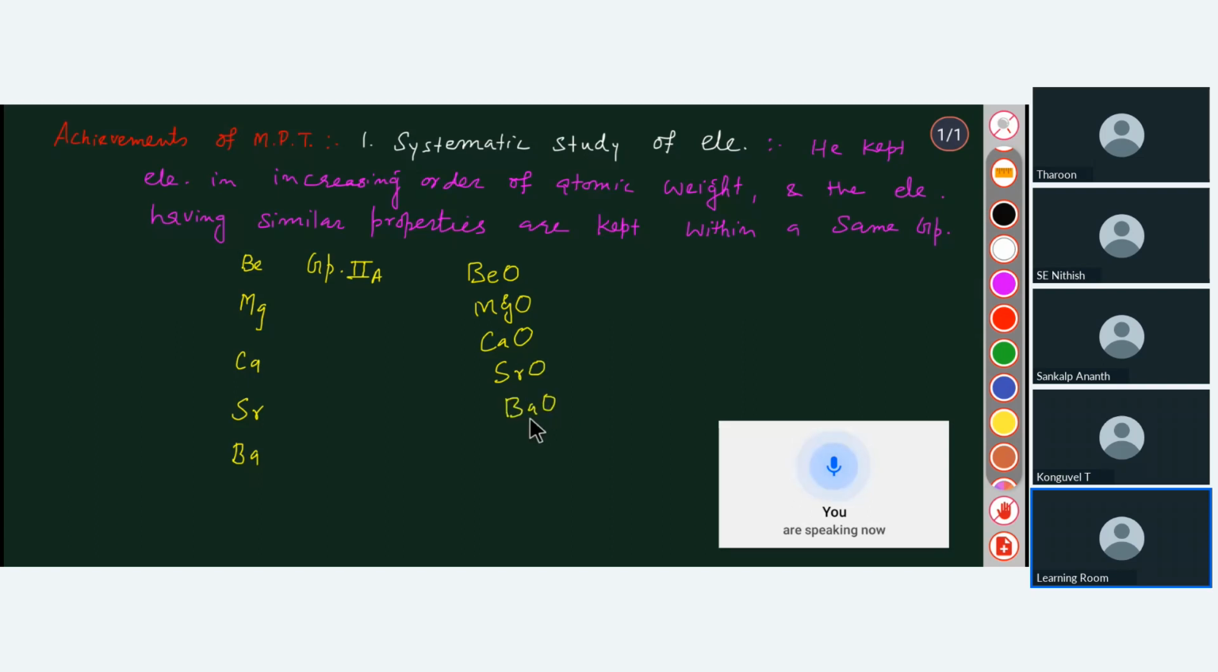Similarly, if you know that beryllium forms a hydride having formula BeH2, then you can easily tell the formula of magnesium hydride. You can easily tell the formula of calcium hydride, isn't it? Yes, sir. So this is the systematic study of elements.